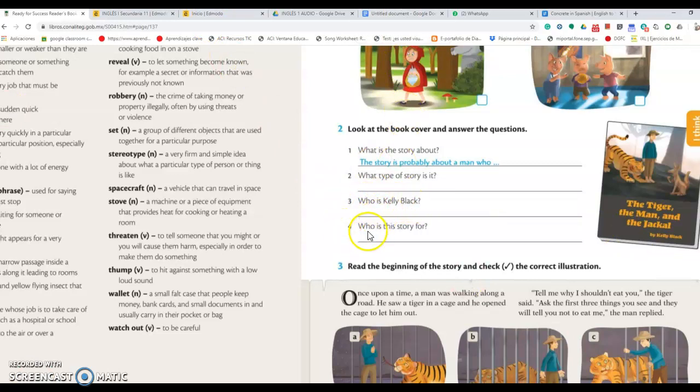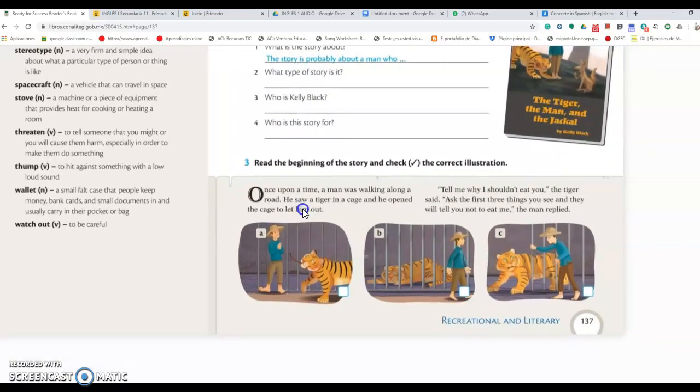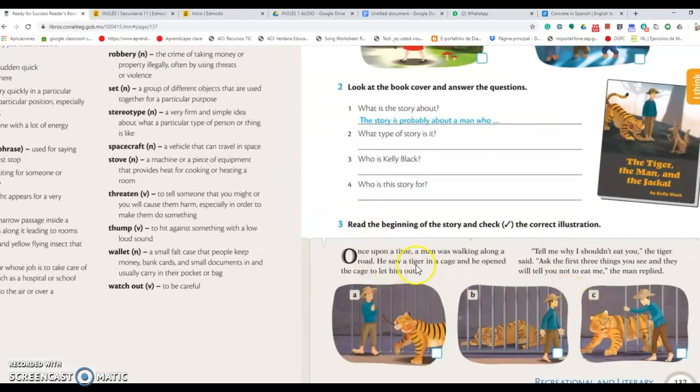Number 4, who is this story for? ¿Para quién? Who is it for? It's for children, for adults, for teenagers. What's the answer? I guess this should be for children, that's right, children. So you can write over here, children. Very good. Let's continue.